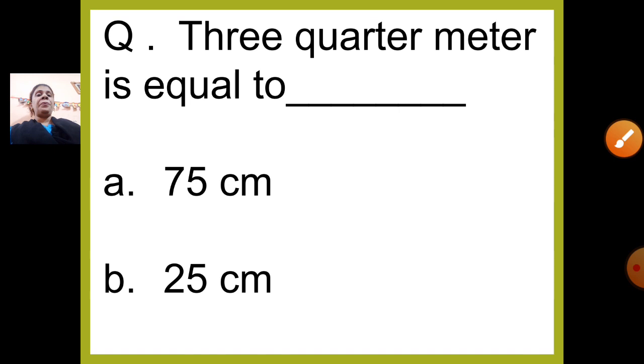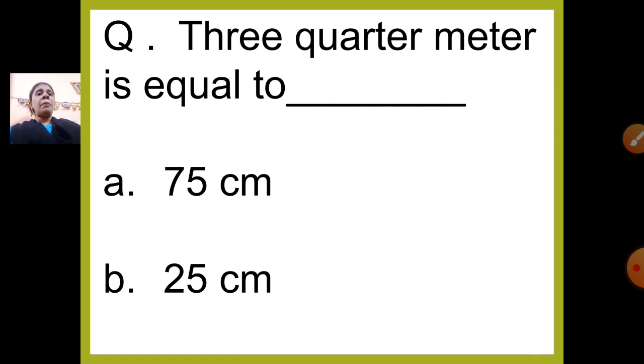Next question. 3/4 meter is equal to dash. Option A, 75 centimeter. Option B, 25 centimeter.